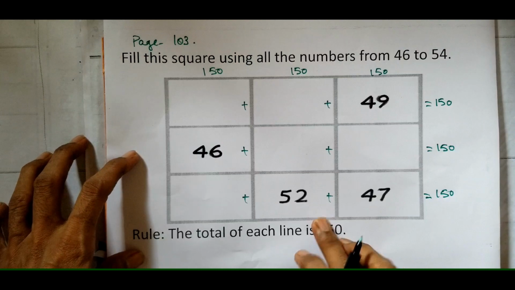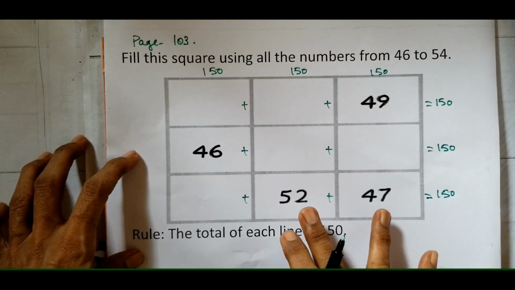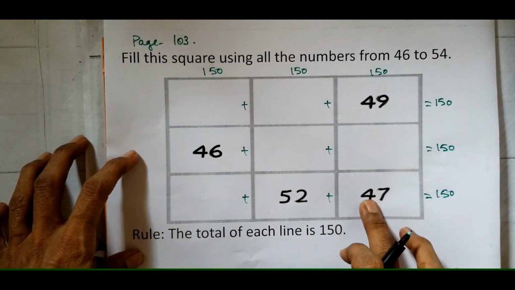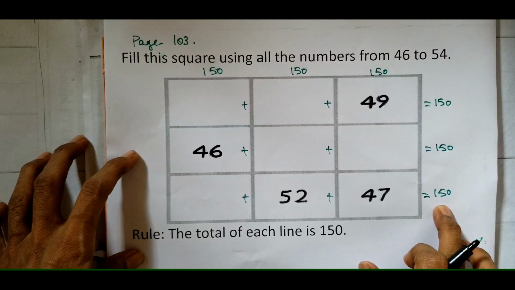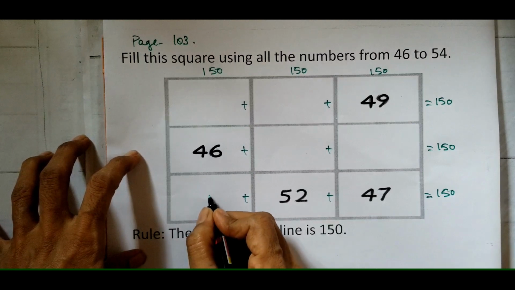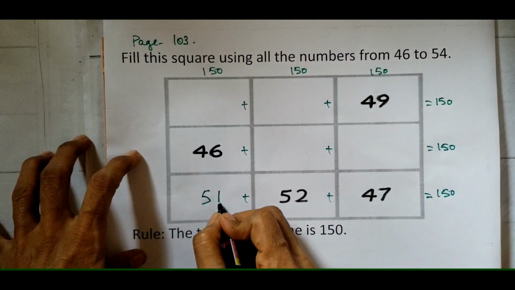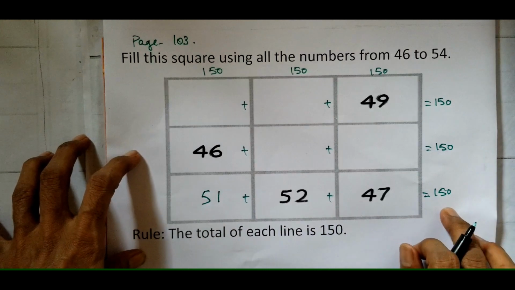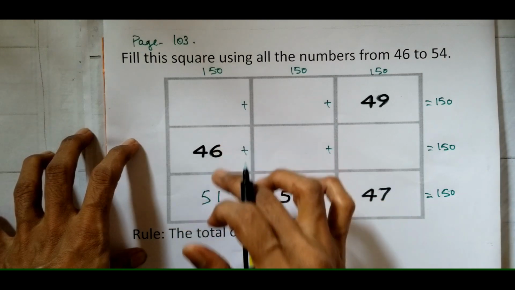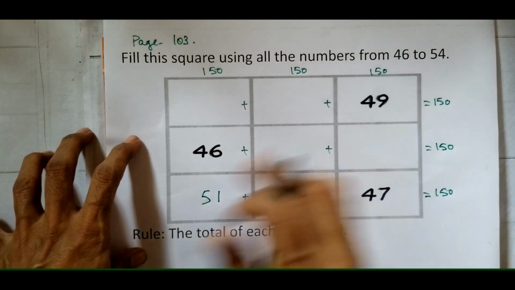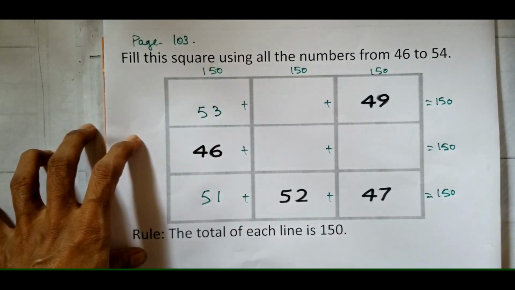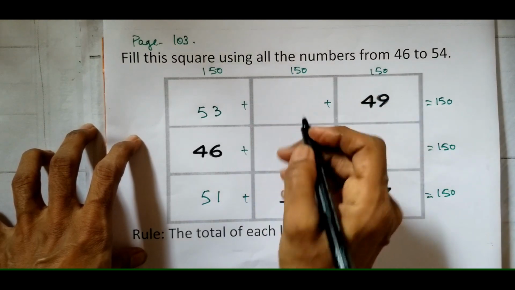So where do we start from? We start from the squares where we have been given two numbers. So to get 150, we'll add these two and minus it from 150. Right? So if we put 51 here, when you add all these three, you will get 150. Now we have these two numbers, so do the same again, add these two and minus it from 150. You get 53. Now we have these two, fill in this number.